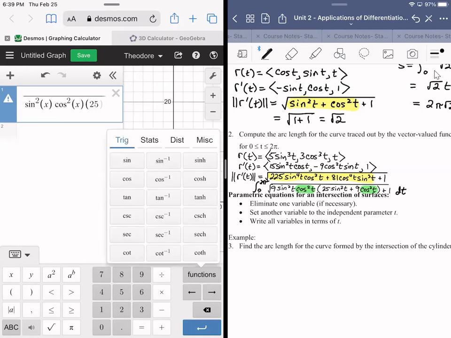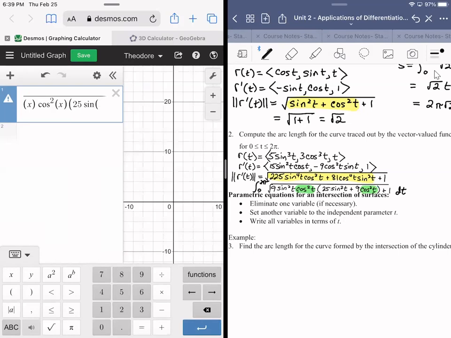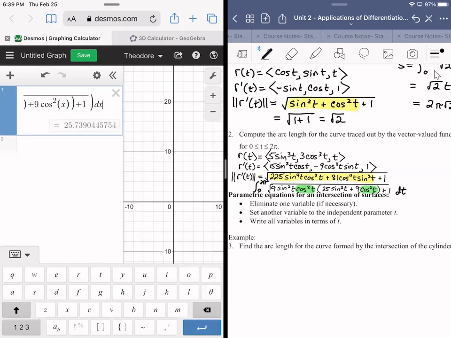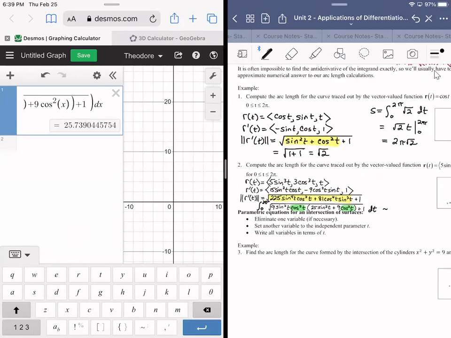25 sine squared x. Again, I'm using x in lieu of t, plus 9 cosine squared x, in lieu of the t again, close it up, plus 1, close it up, pop on a dx, and you get your arc length, which is approximately 25.739.